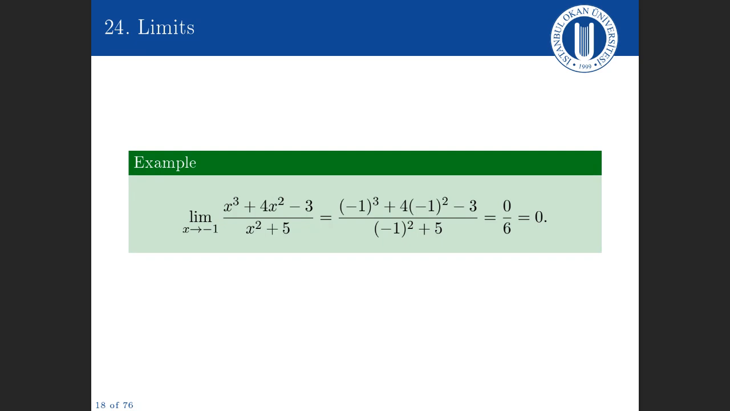If we're given a limit like this, we don't need to deal with the limit rules. We can just use the previous theorem. We have a polynomial divided by a polynomial, and because we're not dividing by 0, all we need to do is replace every x by -1, and then find that we get 0 divided by 6.